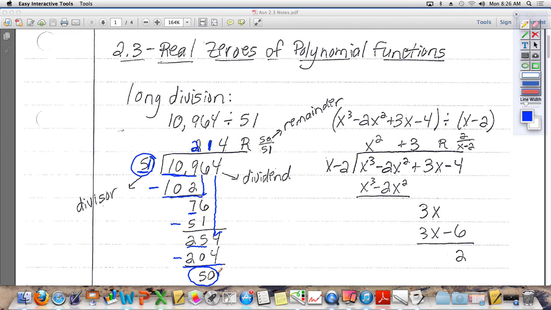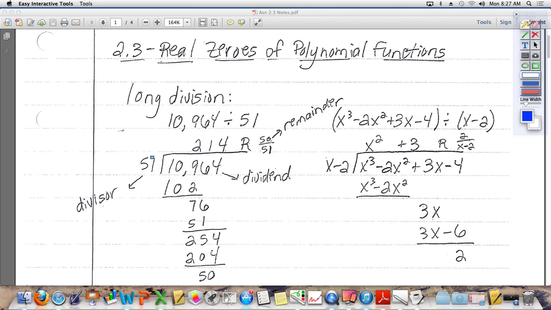So, notice how I have this written. It's a remainder of 50 out of 51. So the remainder is 50, and the denominator there is 51. In other words, the divisor is the denominator of the remainder, and that's going to show up in these kinds of problems too. So, did it come back to you at all? A little bit? Okay.